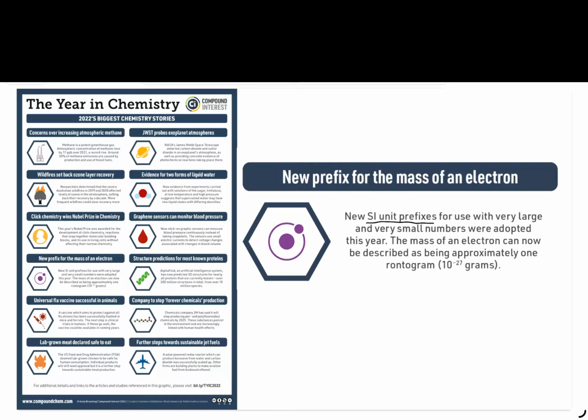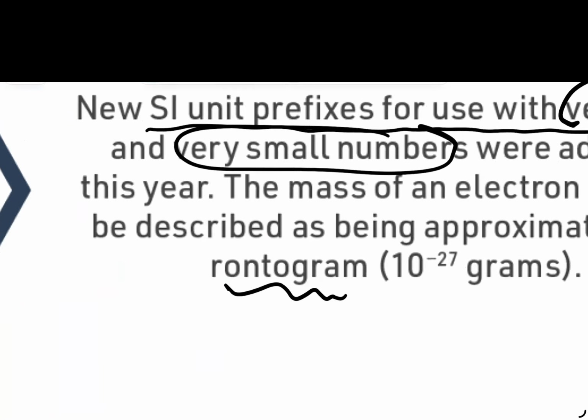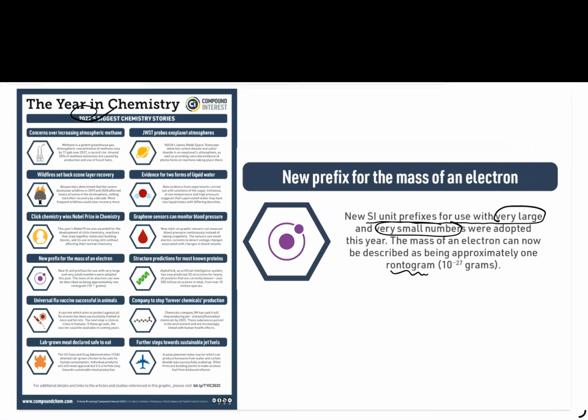So new SI unit prefixes for use with very large and very small numbers were adopted. And this was the year of 2022. The mass of the electron can now be described as being approximately 1 rontogram. That is a very small number, 10 to the minus 27 grams. And interestingly, electron masses are so small that electrons weren't even discovered until the 1900s. For the time being, you do not have to memorize the rontogram.